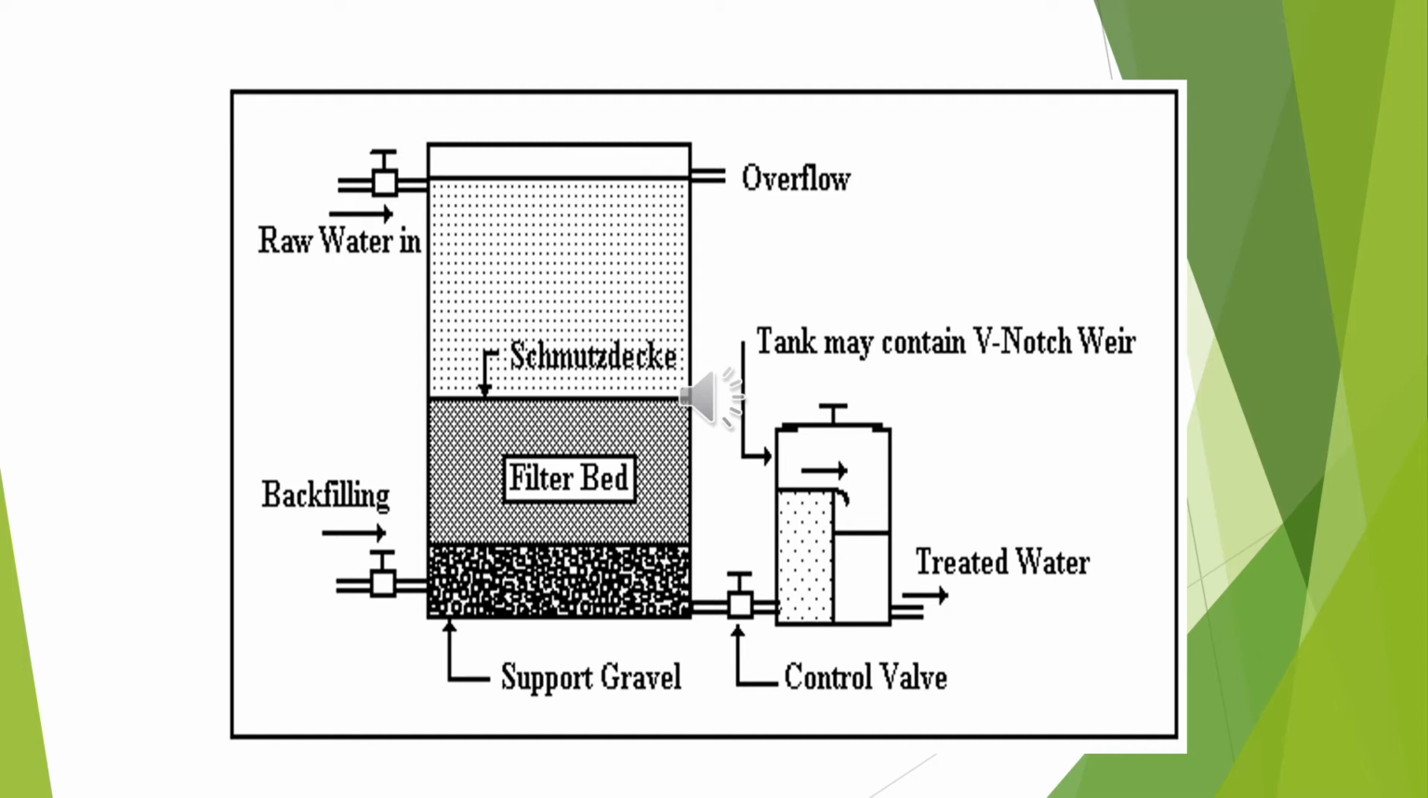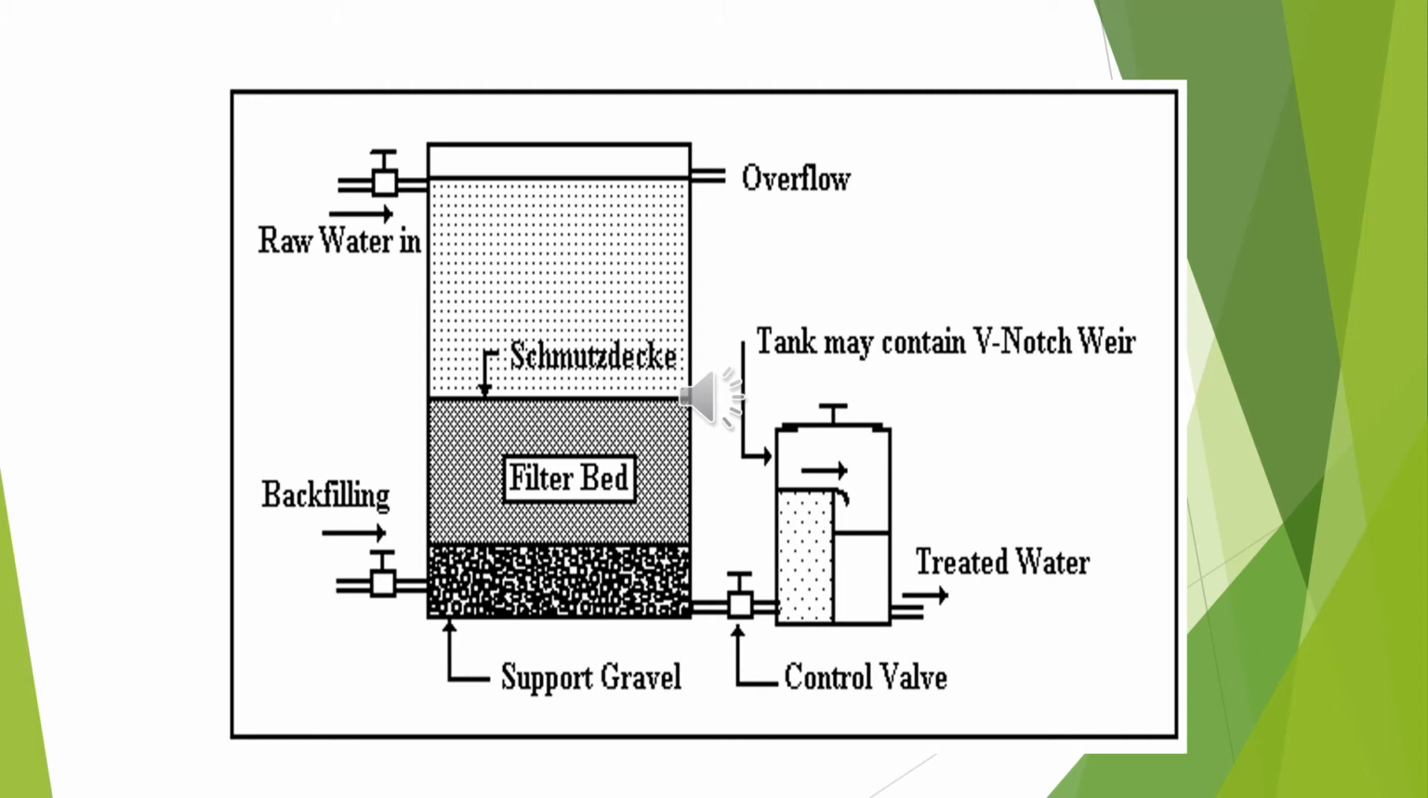Now the sand bed is usually 1 meter deep, and the sand is usually rounded. The particles of the sand are preferably rounded and of effective diameter between 0.2 to 0.3 millimeter. Now, below the sand bed, there is a layer of gravel which supports that layer.